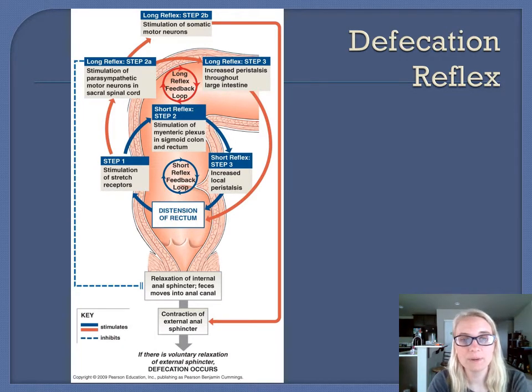Defecation is a positive feedback mechanism, and urination, when we get to that in chapter 26, is also positive feedback. Those are the three examples of positive feedback. So here's our defecation reflex.